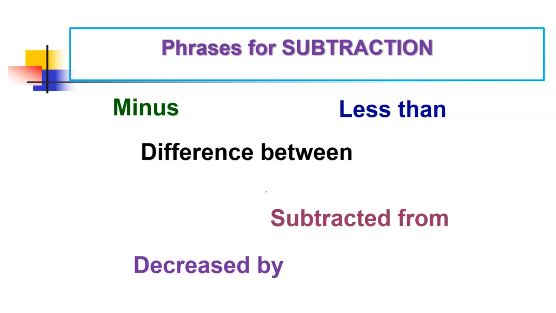Let's move on to the phrases. Phrases of subtraction matter in which order you write the number. Because if you subtract 3 minus 5 and if you subtract 5 minus 3, the answer is completely different. So we have to be very careful which number we write first and which number we write next, especially for the phrases for subtraction. The phrases that I'm going to be using here will be minus, less than, difference between, subtracted from, and decreased by.